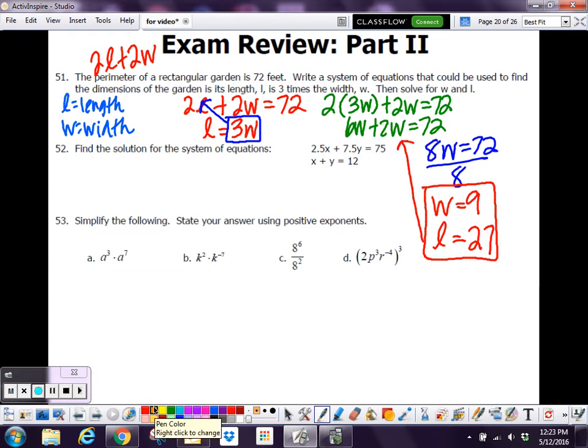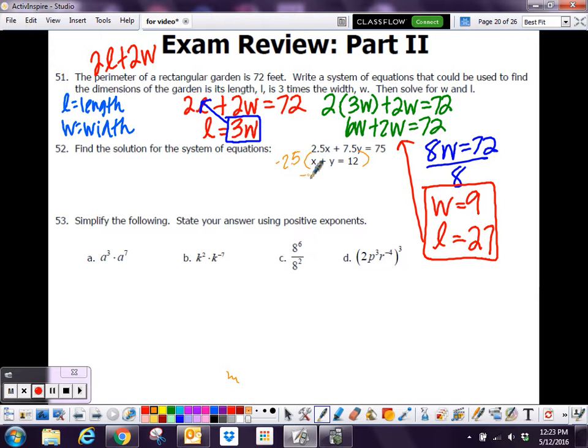Okay, number 52. Find the solution for the system of equations. Now the way that this is set up, since they're both in standard form, the easiest way to solve this one is going to be by elimination. Okay, so what I need to do is decide which variable do I want to get rid of. So let's say I want to get rid of x. So I'm going to multiply everything by a negative 2.5. That way those x's cross out.